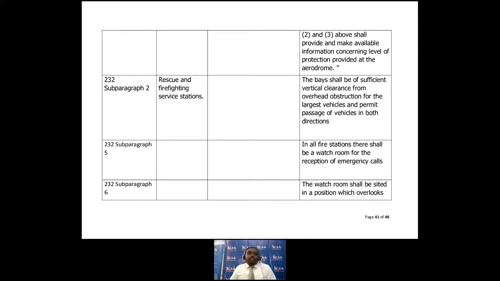And then on regulation 232, sub paragraph 2, rescue and firefighting service stations. There's this requirement, the base shall be of sufficient vertical clearance from overhead obstruction for the largest vehicles and permit passage of vehicles in both directions. Yeah, this is as a result of the new design of fire tenders, which are far much larger than what we have been used to. And so there is need for us to ensure that our facilities are also at par with the new designs that are coming.